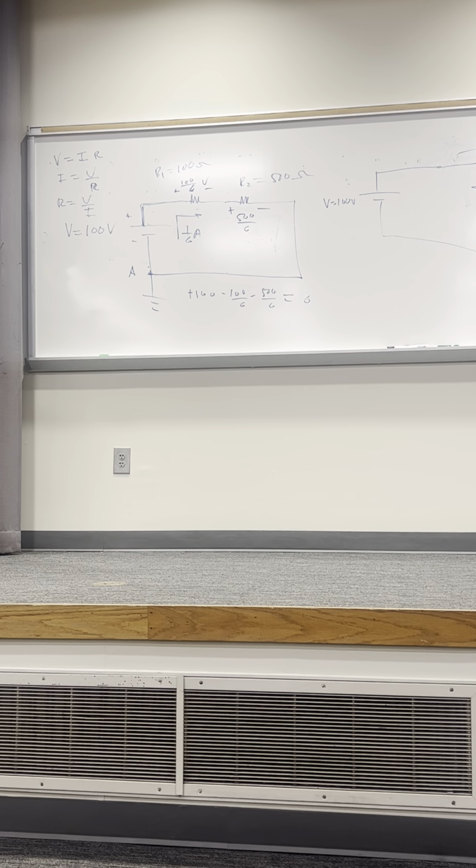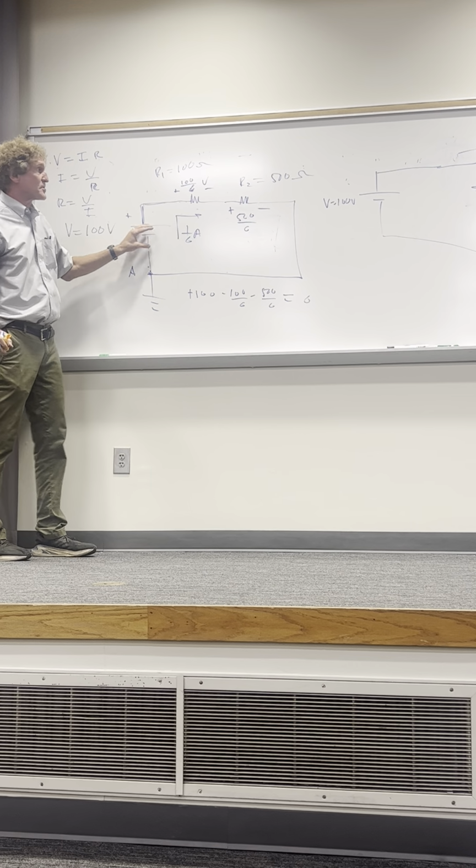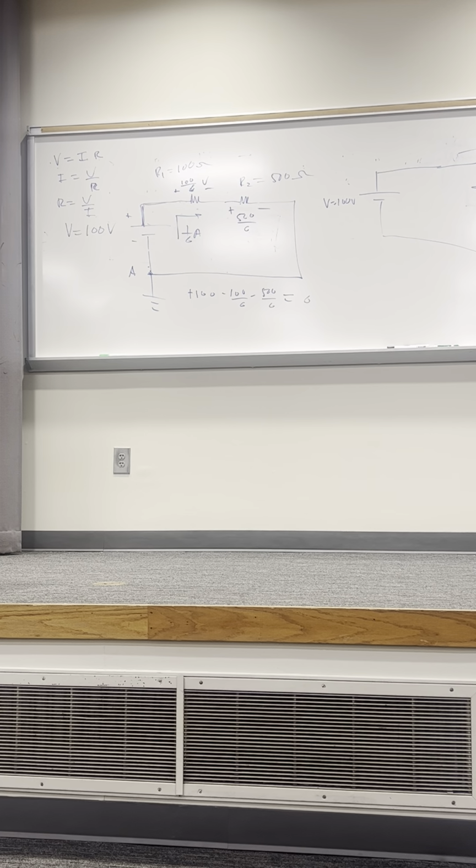So if by chance I didn't know this voltage, but I knew these two voltages, I could always ascertain that one just by summing around the loop. Y'all with me? That's it. I'll go through examples. Now something else I want to talk about.